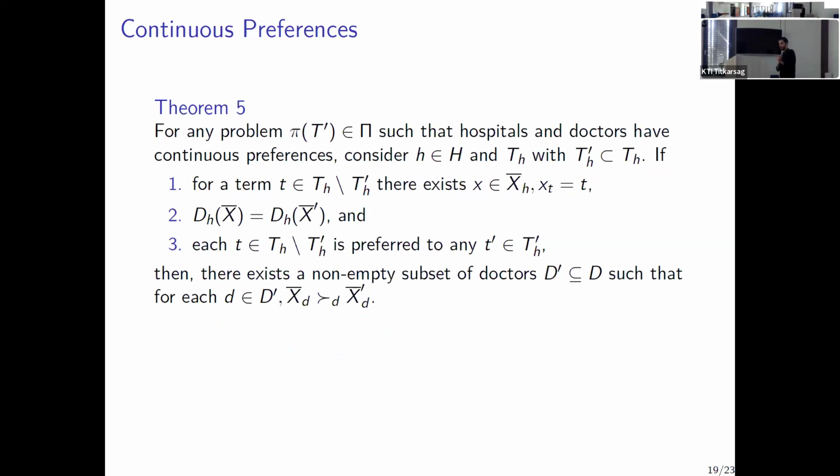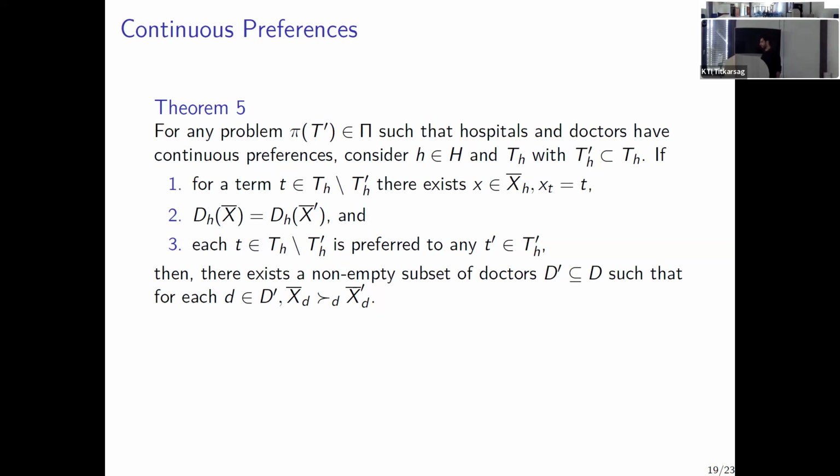And I can state my theorem 5, which is: for any problem such that the preferences of hospitals are continuous and the preferences of doctors are continuous, if I add some terms, I must impose 3 conditions. The first one is that one of the terms that is added is used. The second one is that the same set of doctors is hired by the hospital. And the third one is that each term that is added is preferred to any term that was available. Okay. So it's a bit abstract maybe, but these conditions are very strong. And the consequence of these 3 conditions is that at least one doctor is better off.